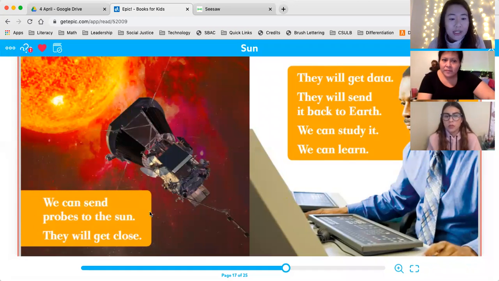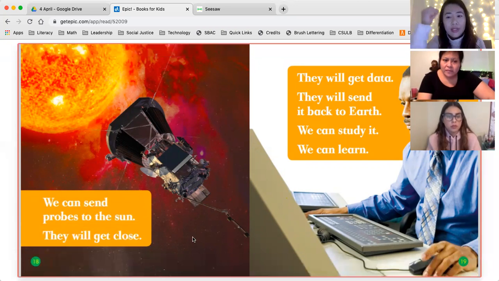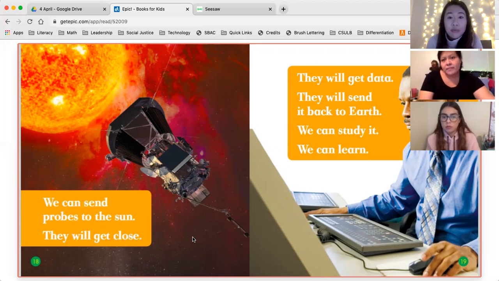So we go to this page and it says, we can send probes to the sun. They will get close. Using the definition we just learned, it's a spacecraft used to explore space. So we know that's why they send the probe to the sun, because it's a spacecraft designed specifically to help us explore space. And it tells us that it helps us get data. It'll send the data back to Earth. That's how we study and learn from it. So the glossary is a really important text feature that we can use to really understand the text.